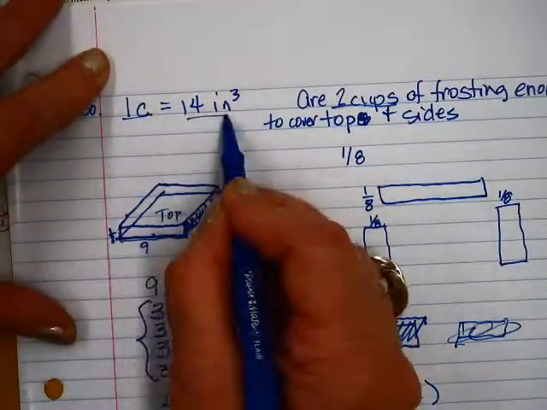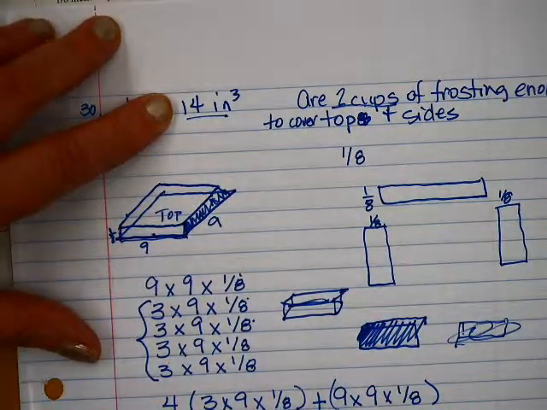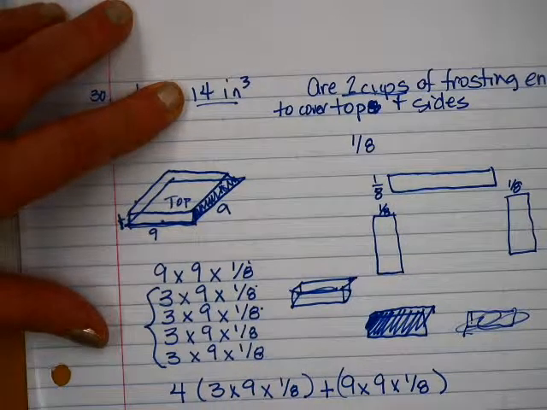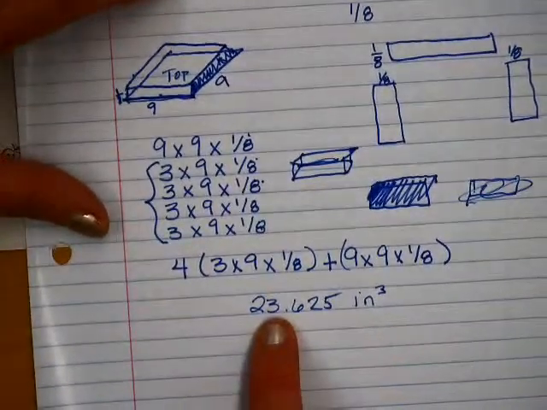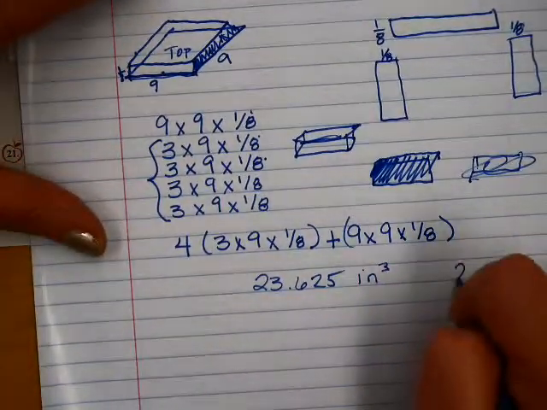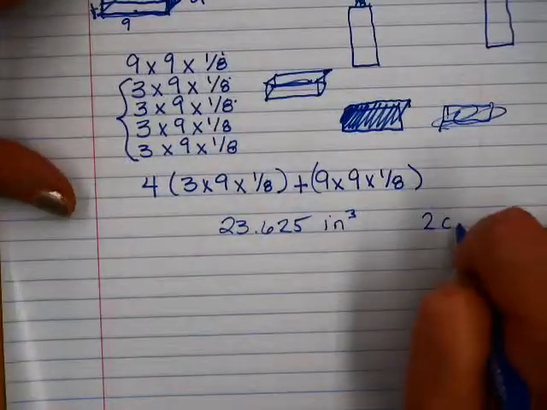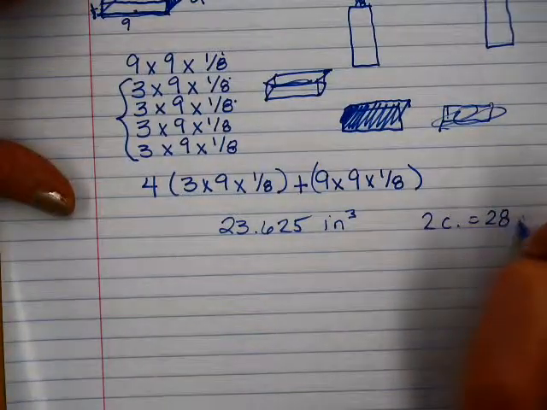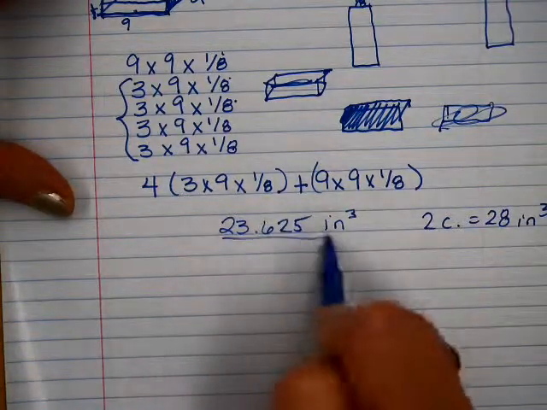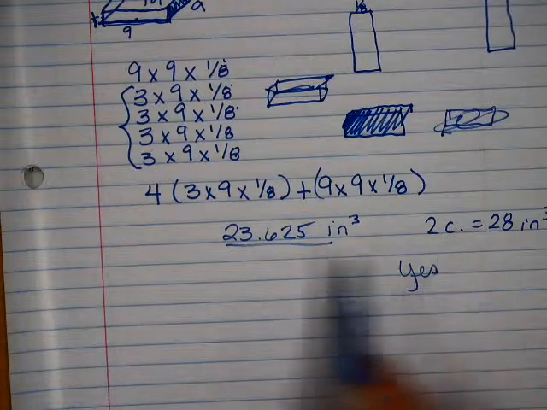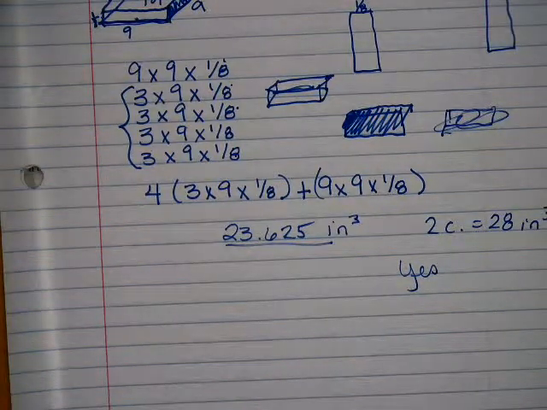Now the question said 2 cups. Now 1 cup is 14, so if they had said 1 cup, I wouldn't have enough. I need 23 cubic inches. But what would 2 cups be? If there's 14 per cup, it would be 28, right? So 2 cups would equal 28 cubic inches. I need 23, so the answer is yes, because 28 cubic inches is more than 23 cubic inches.